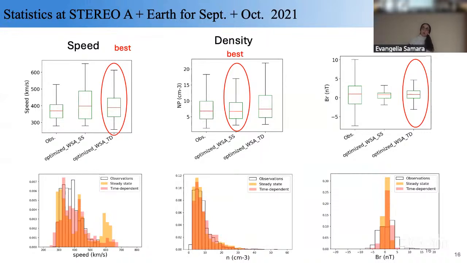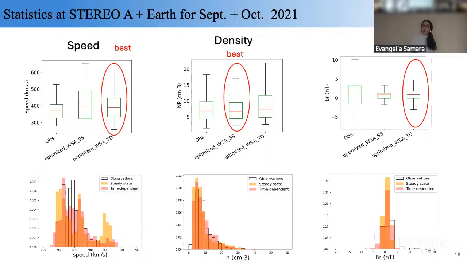The first box is the ground truth. So the first box at each one of the plots represents the ground truth, with the red line representing the median of the speed distribution, or density distribution, or BR distribution. The upper and lower parts of the box show the first and the third quartiles of the distributions, and the legs show the values that are beyond the first and the third quartiles.